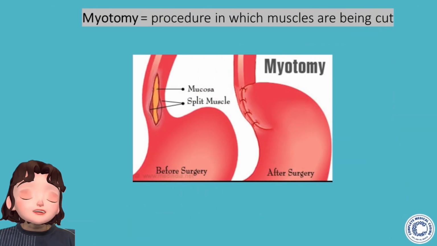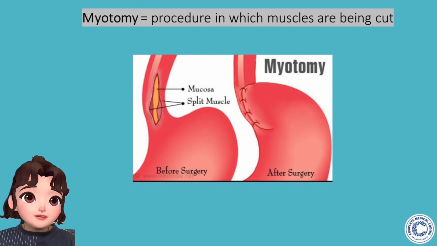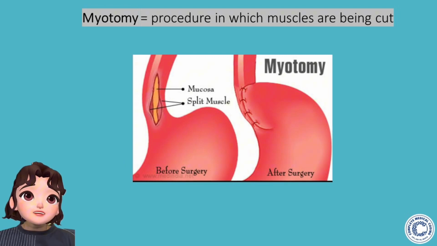Now, myotomy, a procedure in which muscles are cut. As illustrated in the picture, before surgery and after surgery, some muscles are being cut. Here in the split muscle, a few muscles are being cut, and that procedure is called myotomy.